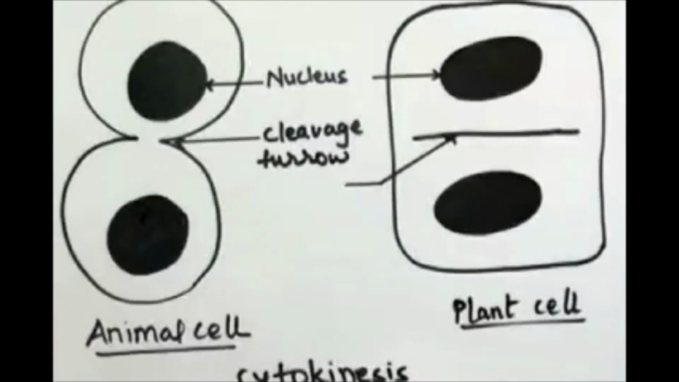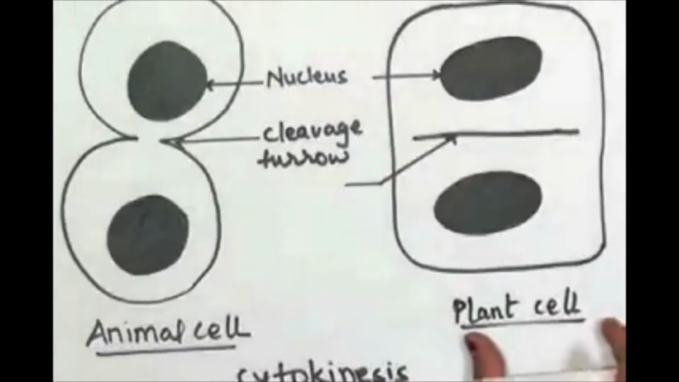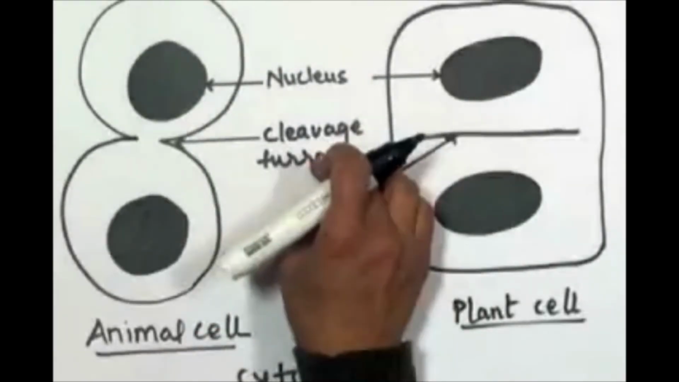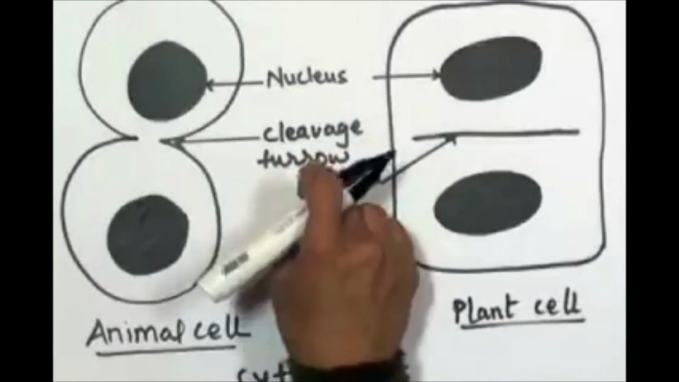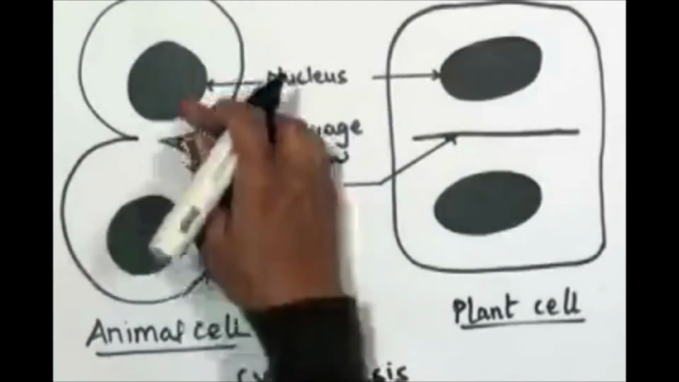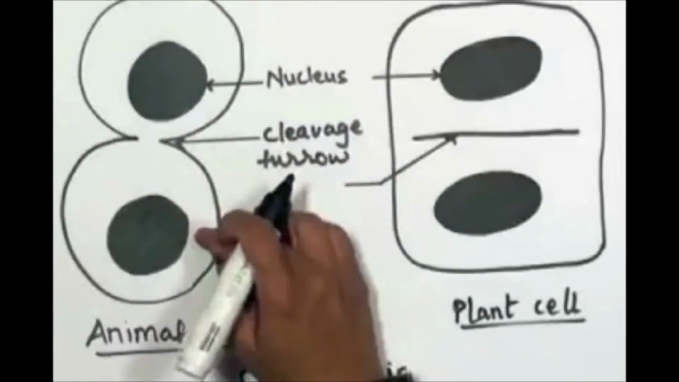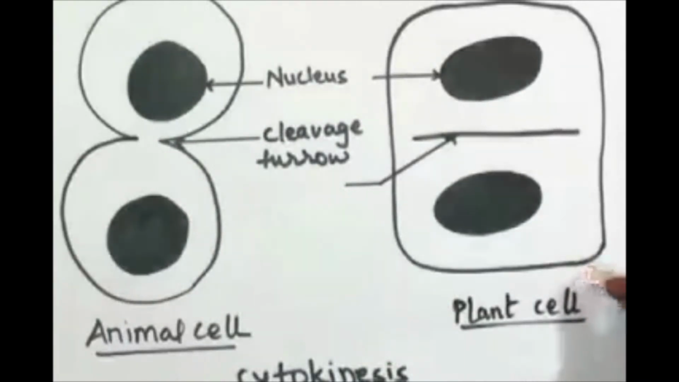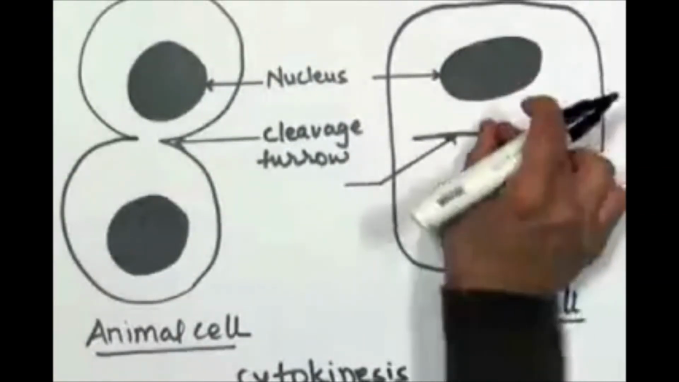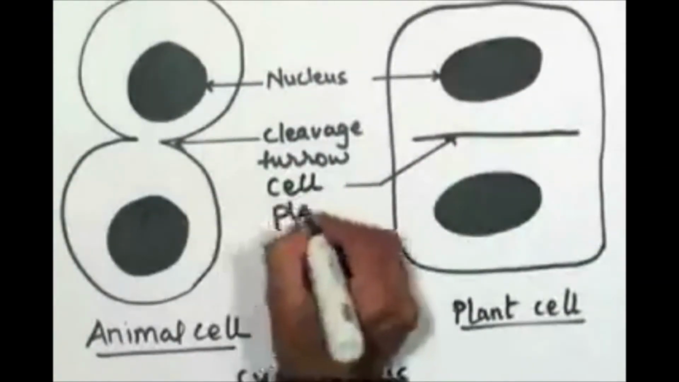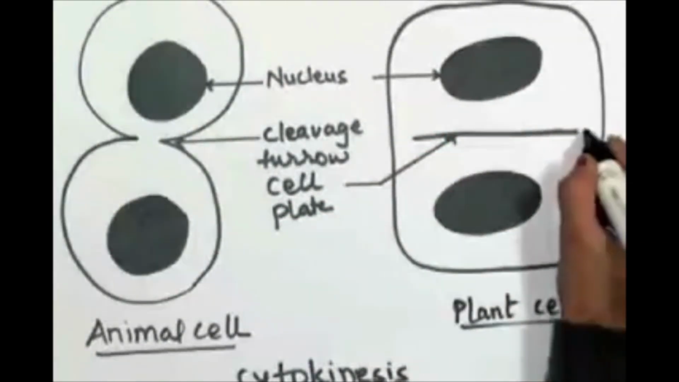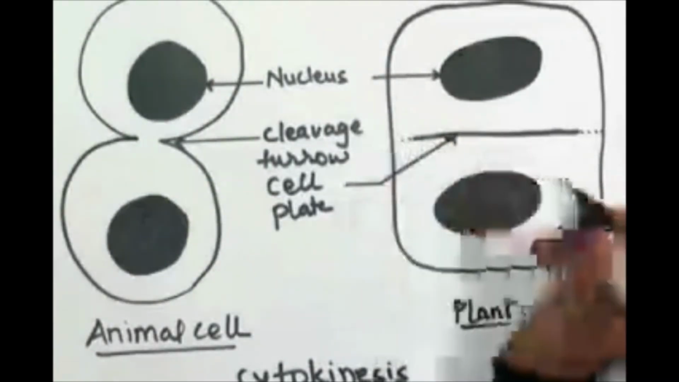But there is a slight difference in the cytokinesis of animal cell and plant cell. In the case of animal cell, you see that the cleavage furrow begins from the periphery of the cell and moves towards the center, and hence when they meet, they divide the cell into two different daughter cells. While in the case of plant cells, the cell starts dividing from the center and it forms a cell plate.